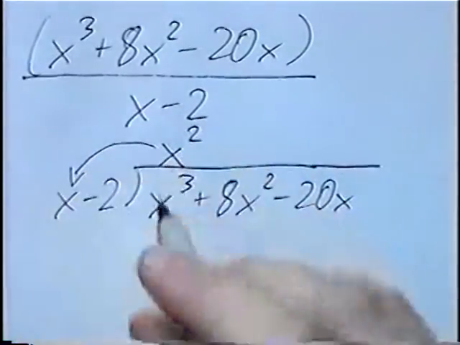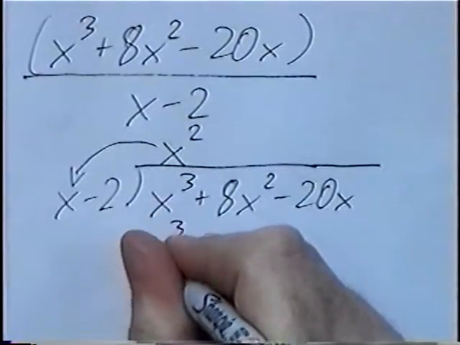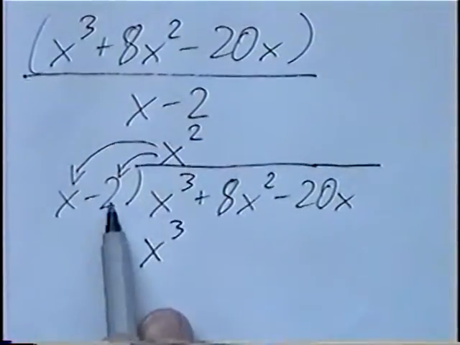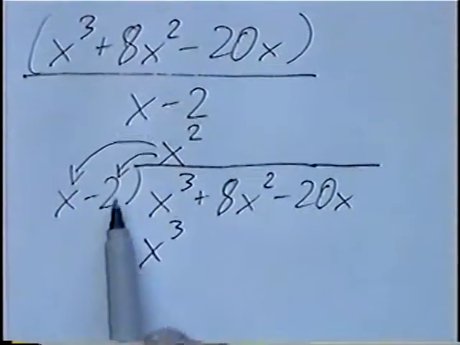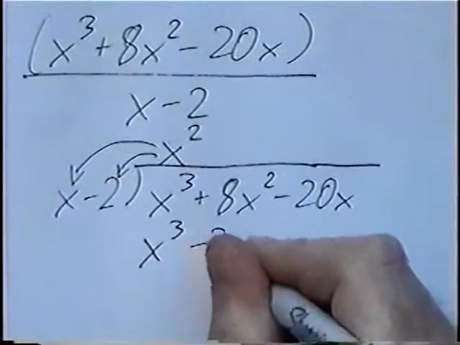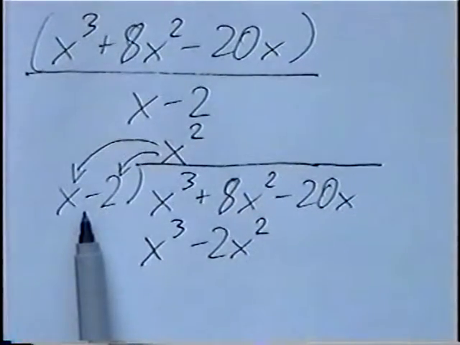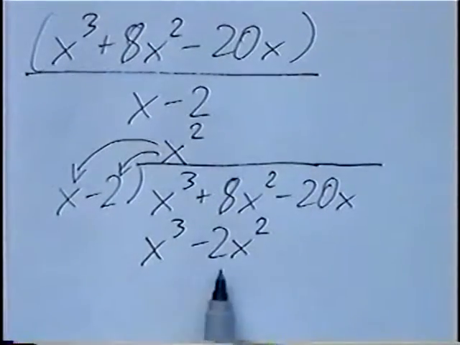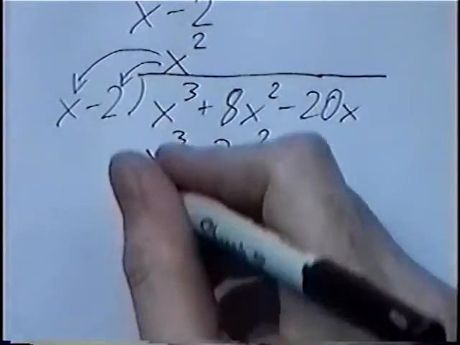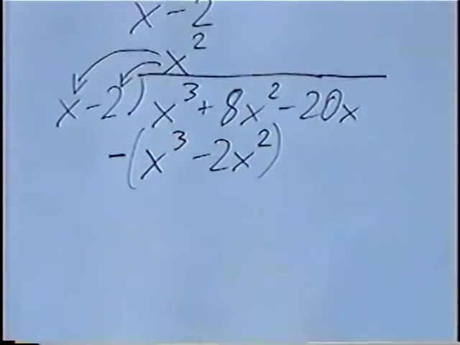So when we multiply x squared times x, we'll put x cubed underneath the x cubed, but we'll also distribute. X squared times a negative 2 would be negative 2x squared, and we'll put that underneath the x squared terms. So multiplying the top term by the term we're dividing by, we have x cubed minus 2x squared. From here, we'll subtract. It's a good idea to put parentheses around the term we're subtracting.